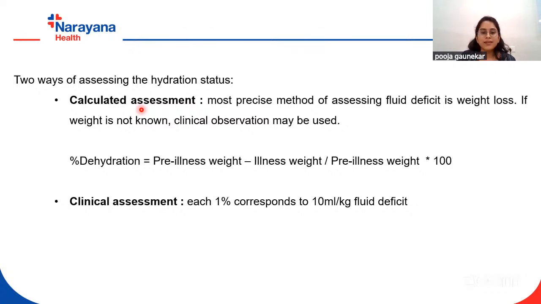The more precise way of doing it is the calculated assessment, but for this we need the pre-illness weight, which might not be available with us. So the formula is percentage dehydration is pre-illness weight minus illness weight divided by pre-illness weight into 100. What we usually follow is clinical assessment. Here each 1% of dehydration corresponds to 10 ml per kg of fluid deficit.